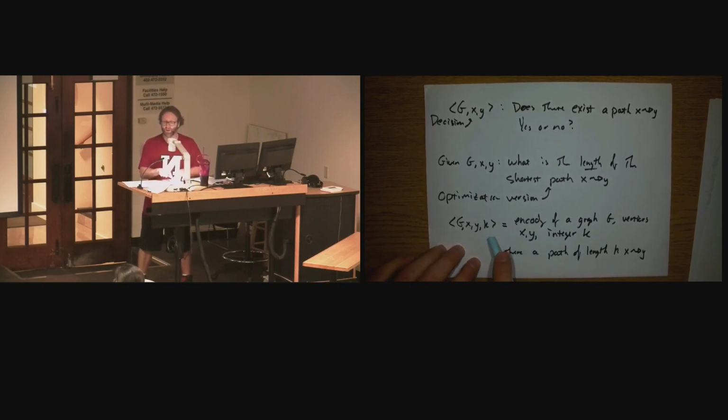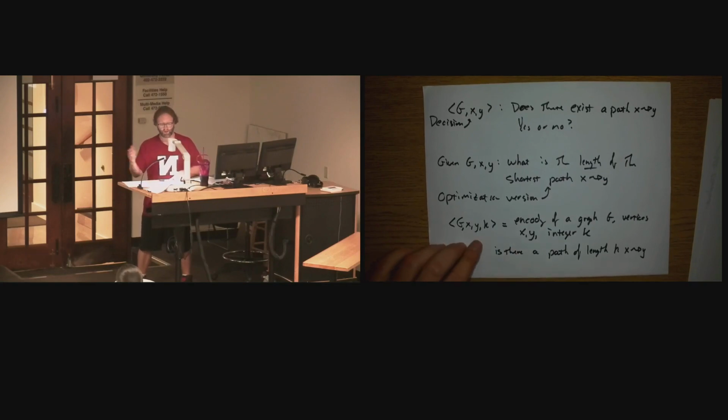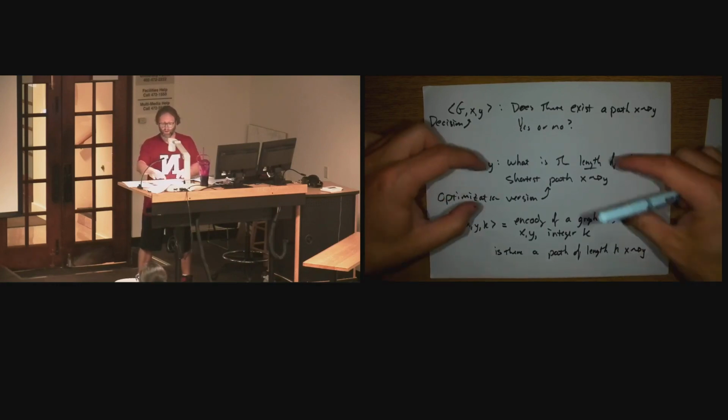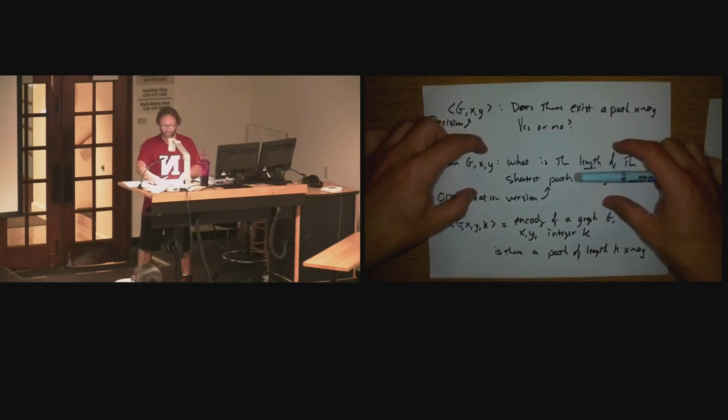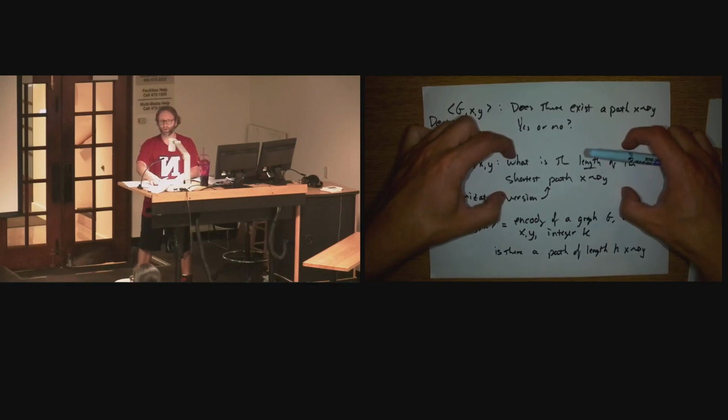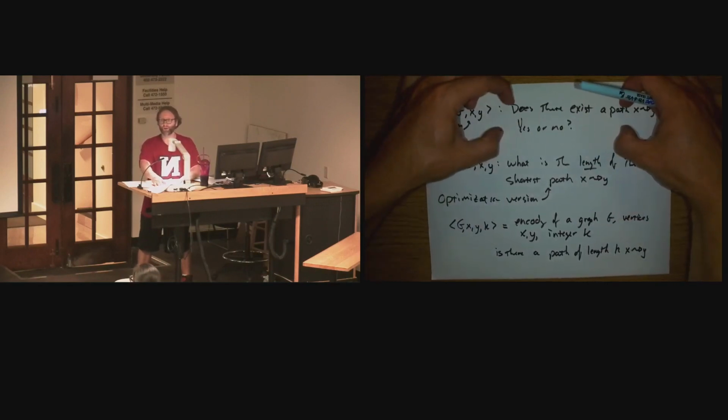You can ask this question with different encodings. Does there exist a path of length 1? Does there exist a path of length 2? Does there exist a path of length 3? And eventually, you'll get an answer of yes. In which case you have an answer to this question up here, and you also have an answer to this question up here. Right?